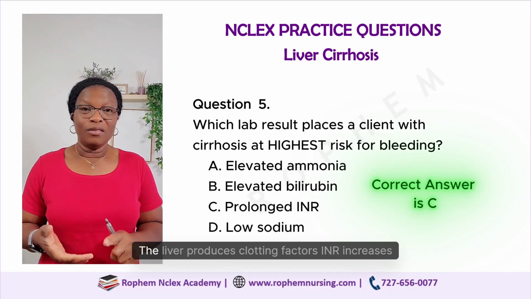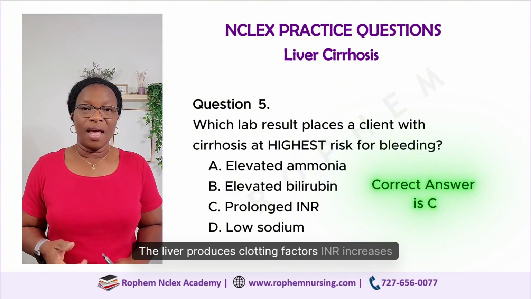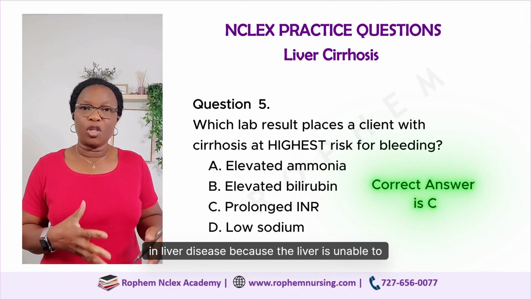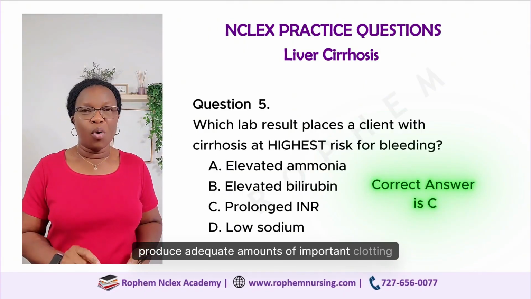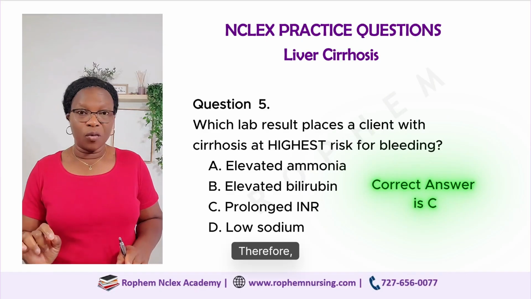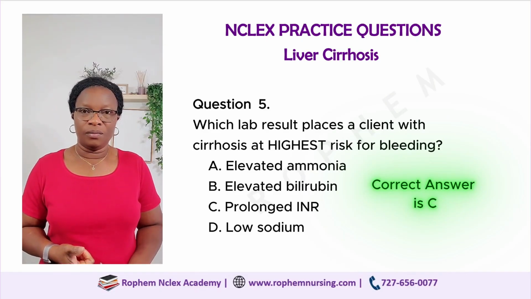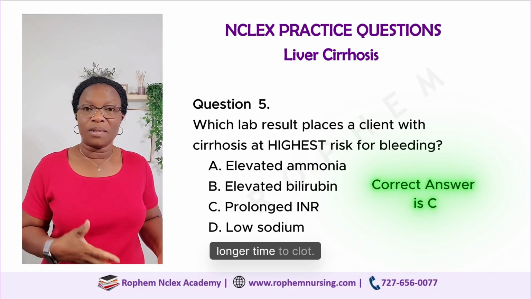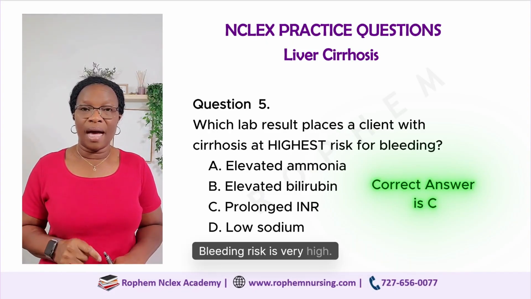Here is why. The liver produces clotting factors. INR increases in liver disease because the liver is unable to produce adequate amount of important clotting factors. Therefore, blood clotting slows down. A prolonged INR means their blood will take much longer time to clot. Bleeding risk is very high.